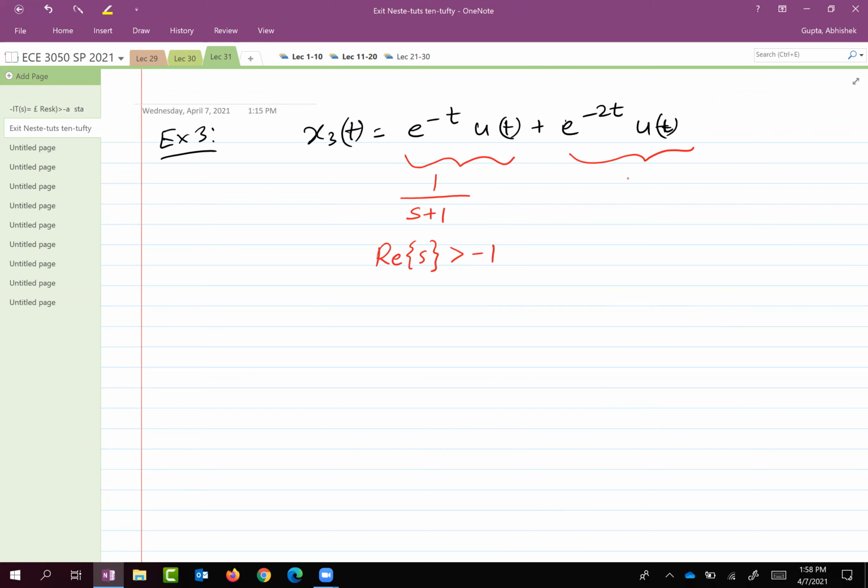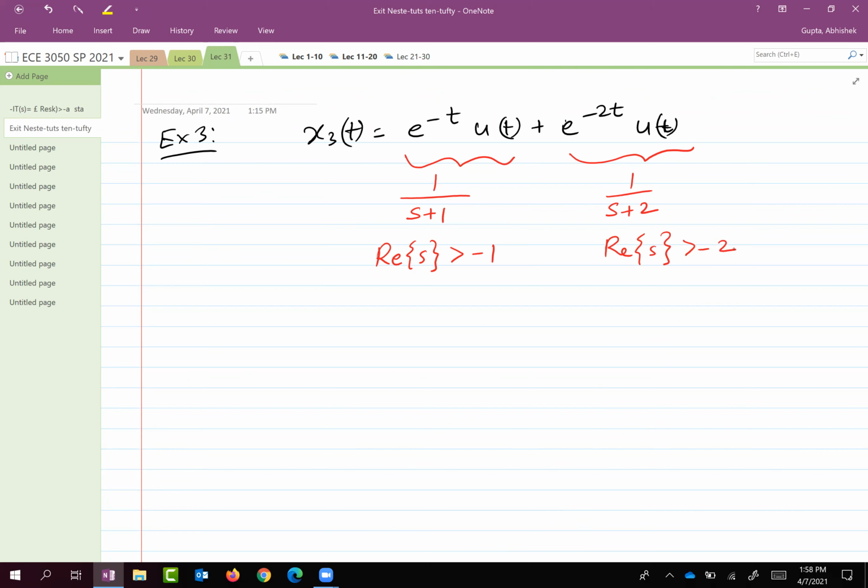So you don't answer, someone else should answer this question. What about the second term? What's the Laplace transform of the second term? 1 over s plus 2. Perfect. What about the region of convergence? Greater than -2. Perfect.